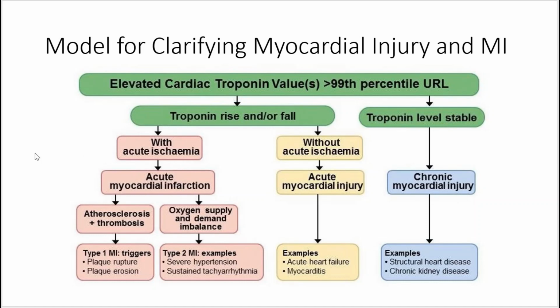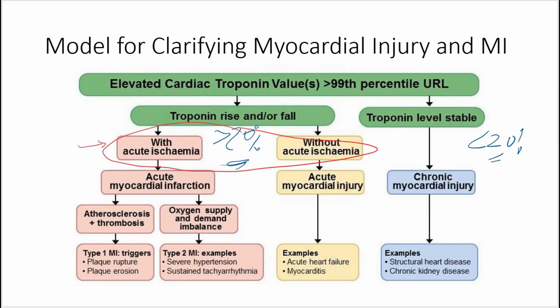The table starts with whether the patient has elevated cardiac troponins above the upper limit of normal. If there's a troponin rise and or fall of greater than 20%, then we go on this side. And if there's a troponin level that's stable or less than 20% change, then we go down the right side. Here we have to decide if there is acute ischemia or no acute ischemia. With acute ischemia, we think about coronary artery vessel stenosis. And without acute ischemia, we believe that there is no involvement with injury to the coronary arteries.